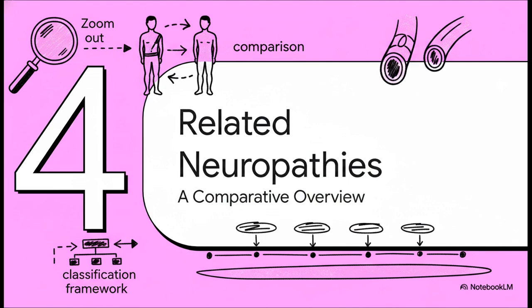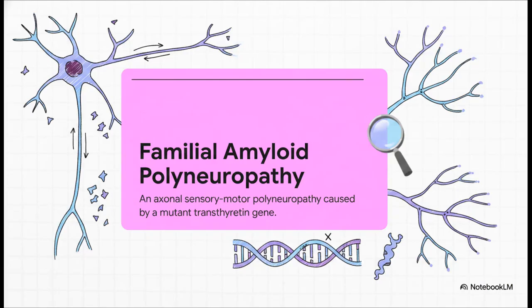Now let's zoom back out. Using that framework we built at the beginning, we can do a quick tour of some other important hereditary neuropathies and see how they stack up against CMT. First up, familial amyloid polyneuropathy, or FAP. Now this is also an axonal neuropathy like CMT2, but the cause is totally different. Here, the problem is a mutation in the transthyretin gene. This causes a messed up protein, amyloid, to get deposited in the nerves, and that's what causes all the damage.